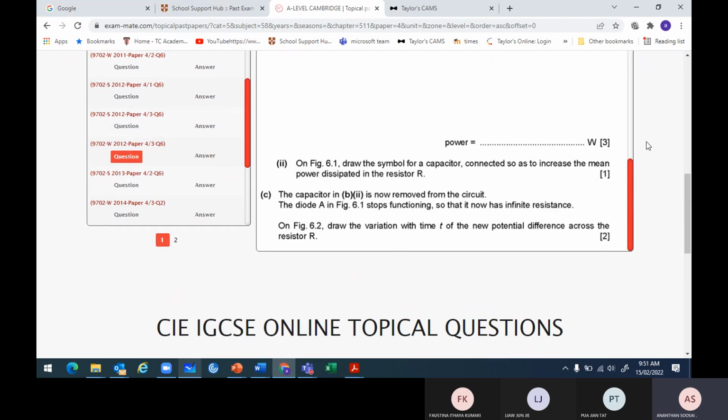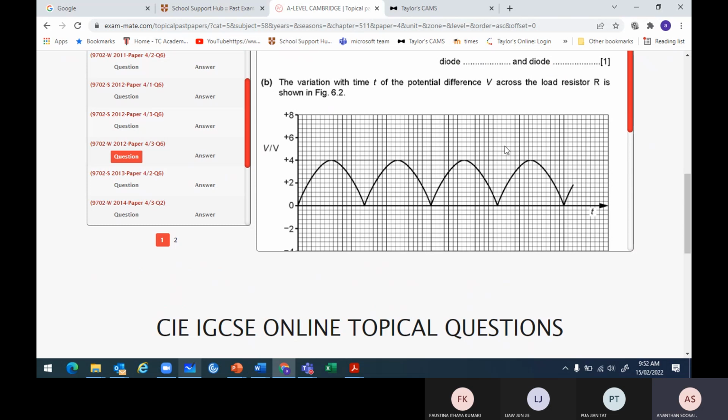Now the capacitor is removed from the circuit. The diode A stops functioning, so that now has infinite resistance. Draw the variation with time t of the new potential difference across the resistor R. So 2 minutes, come on, think about it. Remove the capacitor. The diode A is spoiled. We go back, so they want you to draw back this graph.